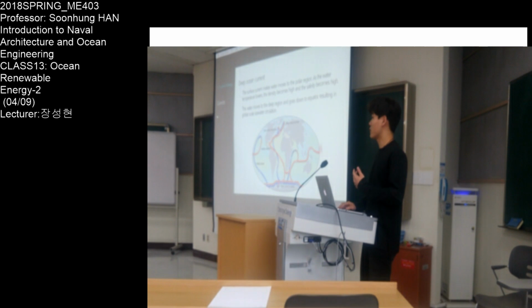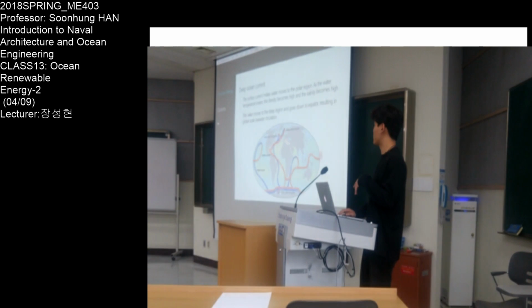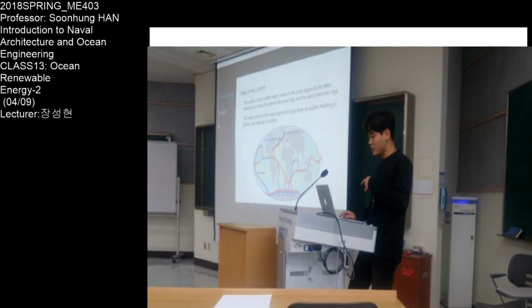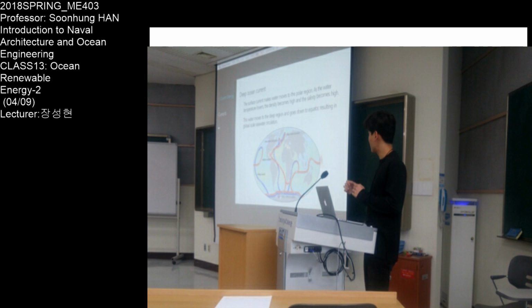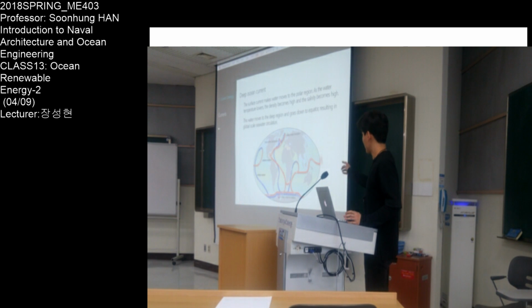The water gets cooler, the water density goes higher, and it goes down to the deep sea, and then it moves to the equator, and the deep sea water flows make deep ocean currents. The water moves to the deep region and goes down to the equator, resulting in global scale seawater circulation. In the picture, the blue line is the deep ocean currents.